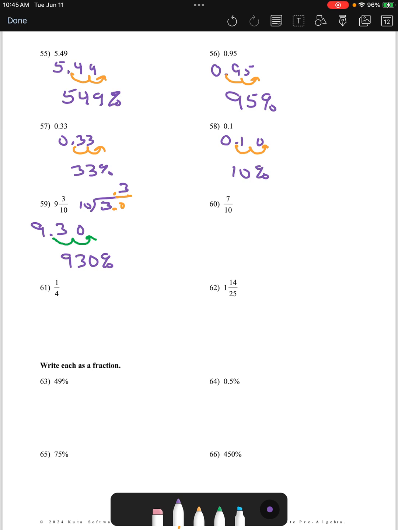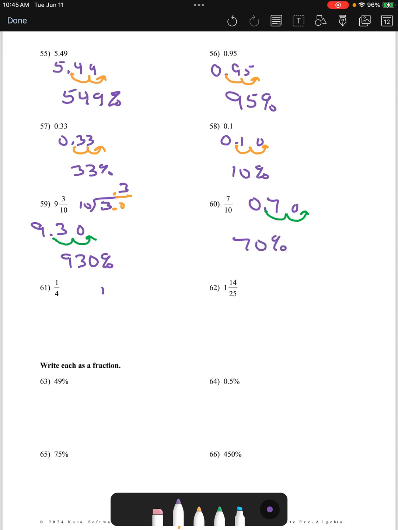Now, did I necessarily need to do the 3 divided by 10? No. Only because the denominator was 10. Let me show you. In number 60, 7/10, if we know the value of our places, is 0.7. So we can immediately convert something that has a denominator of 10 or 100 or 1,000 into decimals. It's the not nice denominators, like 4 and 25 below, that we're going to have to work with.